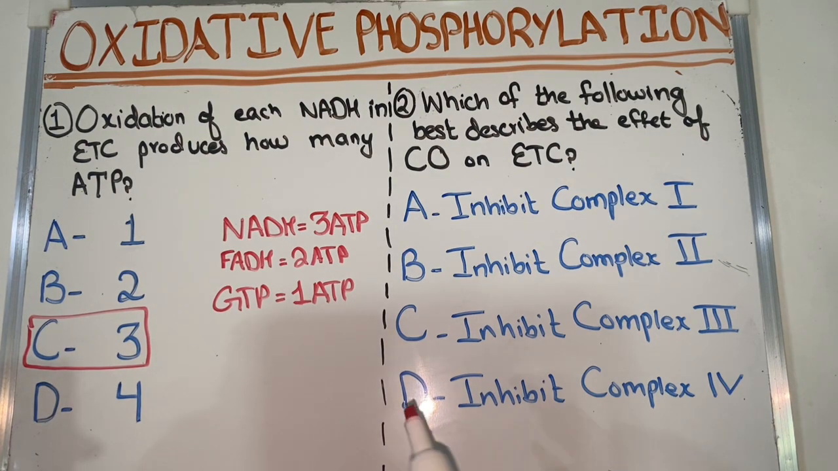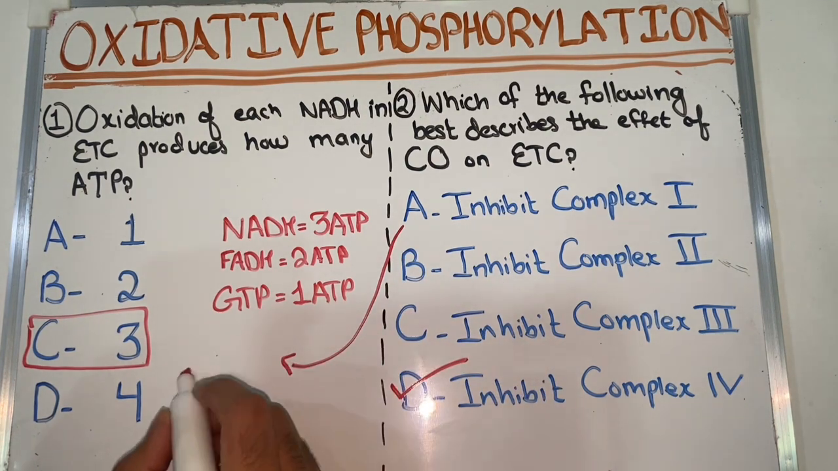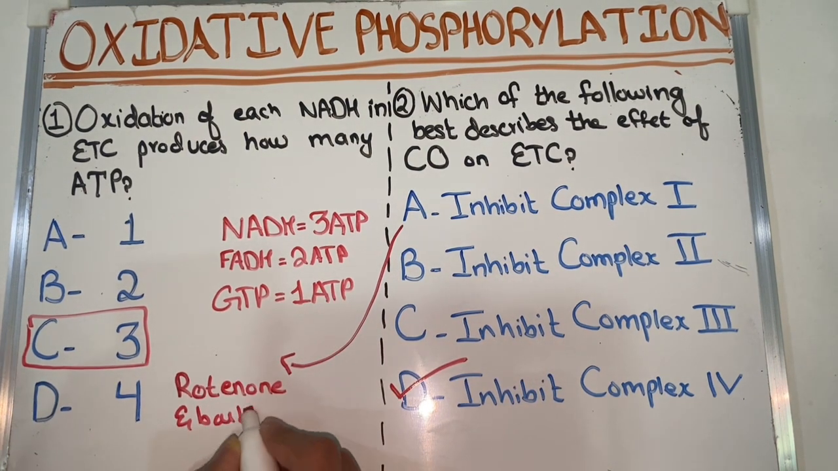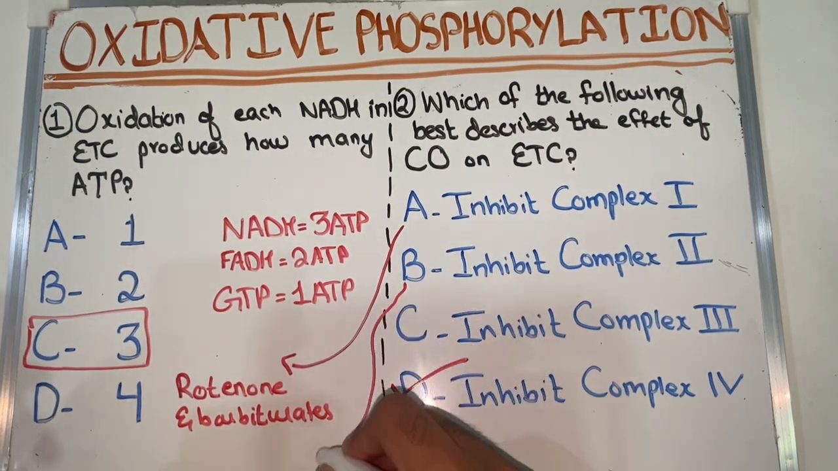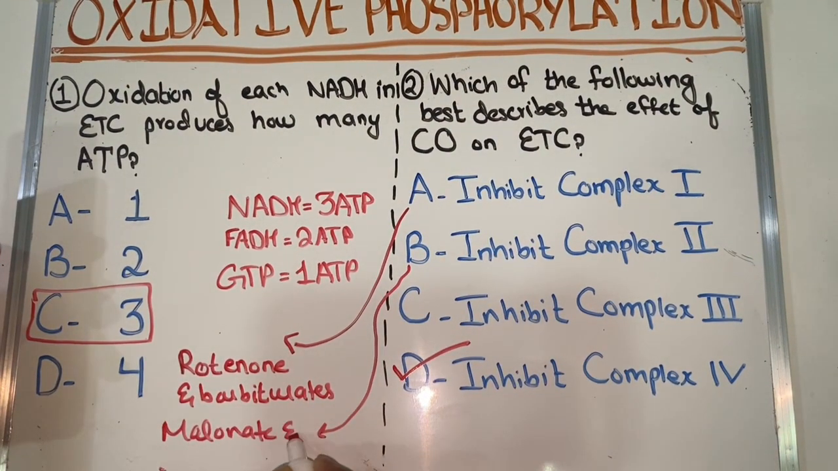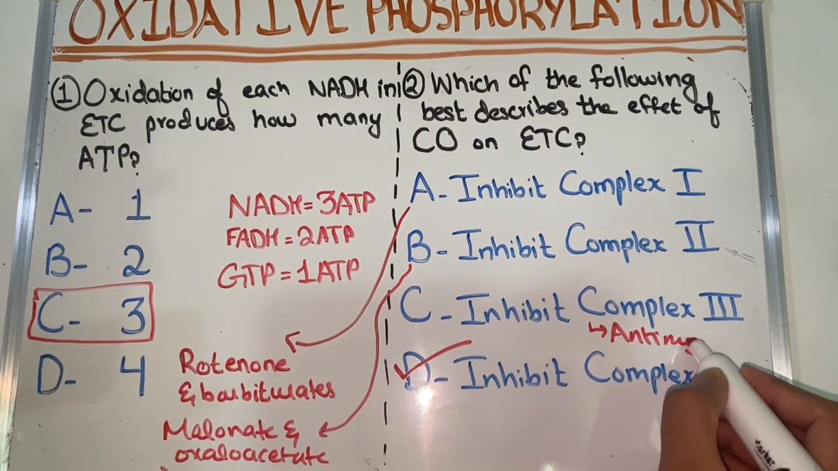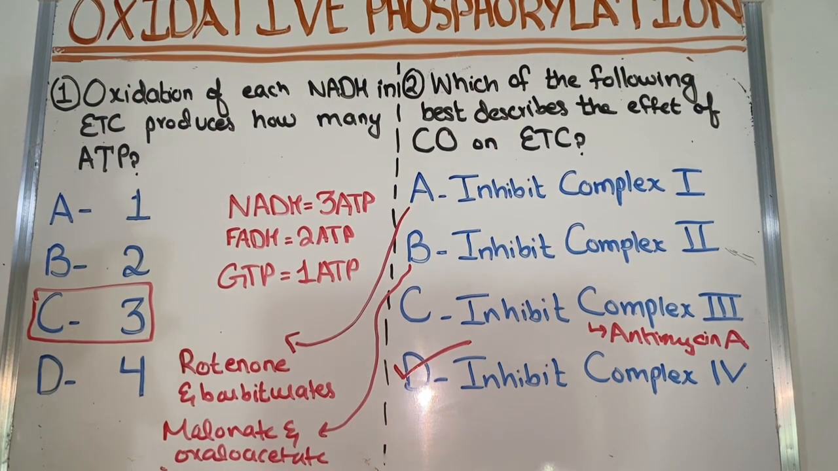So let's discuss one by one which molecule inhibits other complexes. Complex 1 is inhibited by rotenone and barbiturates. Complex 2 is inhibited by malonate and oxaloacetate. Complex 3 is inhibited by antimycin A, and complex 4, as we know, is inhibited by carbon monoxide and cyanide.